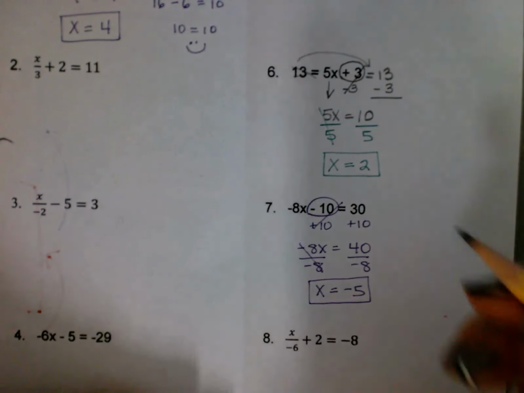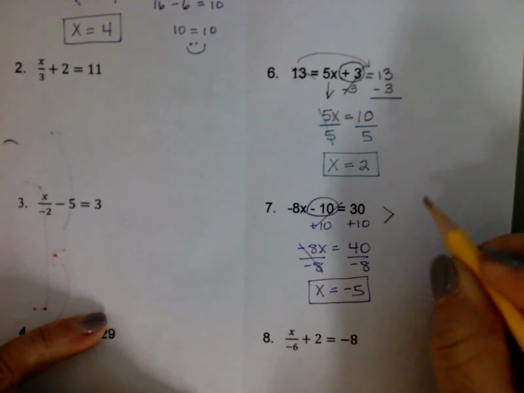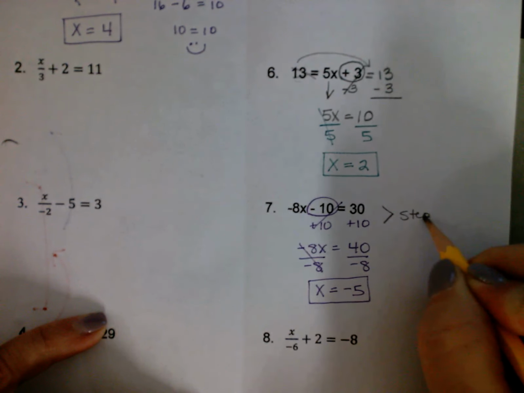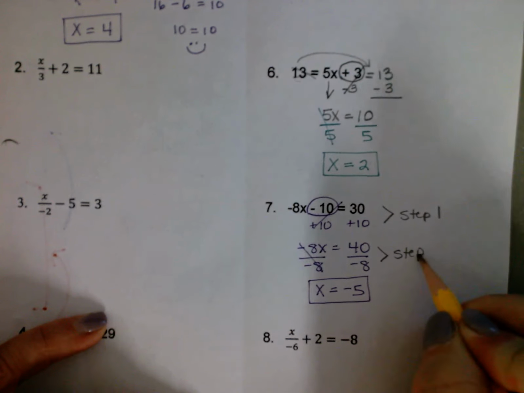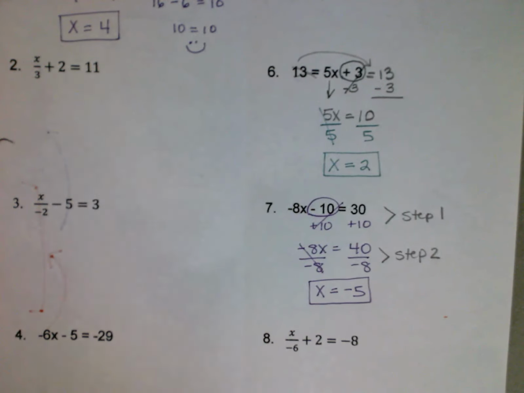So in this process, this is what we would call step 1. This is what we call step 2. This is why it's a two-step equation. Step 1, undo the adding and subtracting. Step 2, undo the multiplying or dividing.